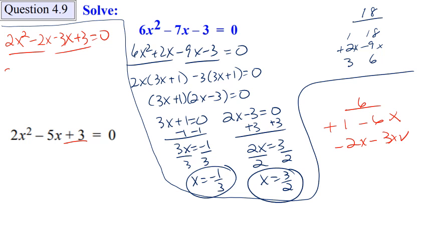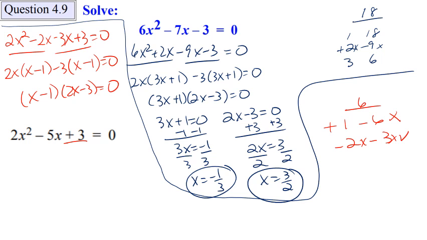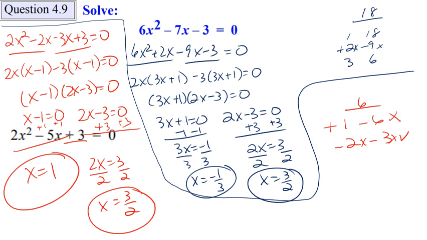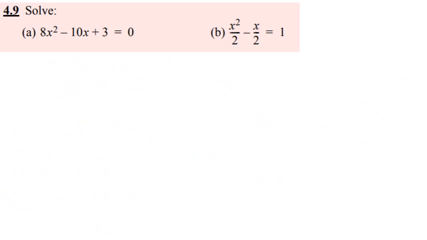Factor by grouping. x minus 1. x minus 1. This will be x minus 1. 2x minus 3 equals 0. Set each one equal to 0. Okay, add 1, add 1. So this will be x equals 1. Add 3, add 3. Divide both sides by 2. x equals 3 over 2. Okay, I'm sorry that my work kind of went on the problem. Okay, try these examples.